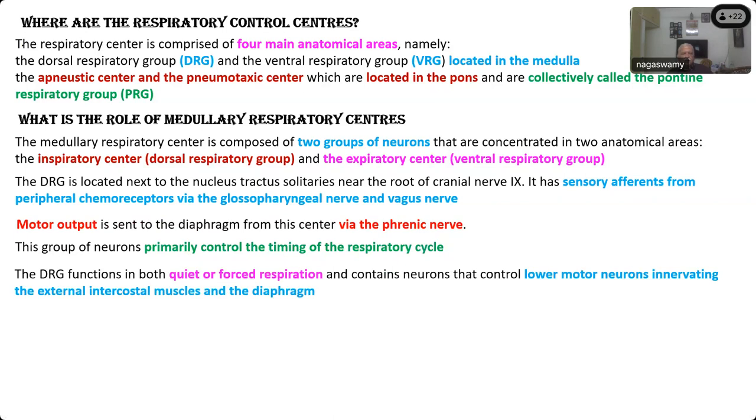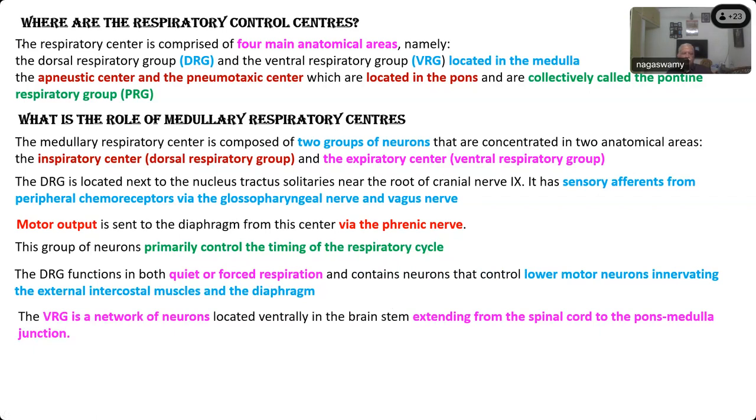And the DRG functions in both quiet and forced respiration, whether you breathe normally without being aware of it, or when you want to do a study or a testing and you do a forced respiration. Both are controlled by this DRG. They contain neurons that control lower motor neurons innervating the external intercostal muscles and the diaphragm. So even though intercostal muscles are secondary to diaphragmatic activity, the diaphragm is the main muscle of respiration.